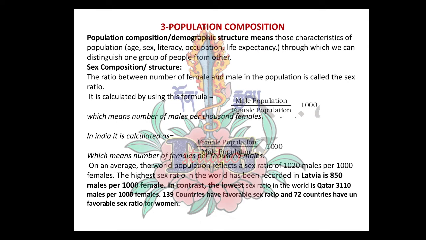For example, if we ask how many male and how many female population are in India, with the help of sex we can distinguish the number of female and male population in India. These characteristics of population are called population composition or demographic structure. In this chapter, Chapter 3, we are going to emphasize sex composition, age composition, place of residence, occupation structure, and literacy rate.